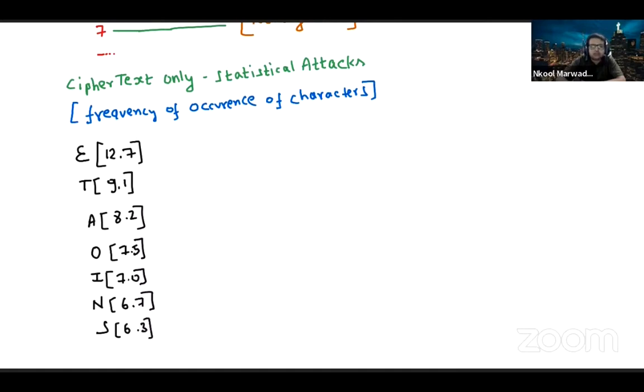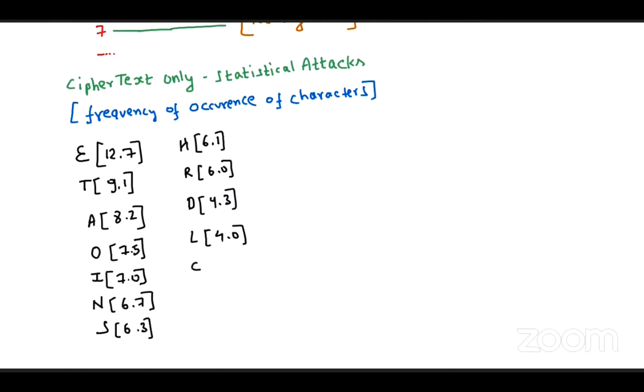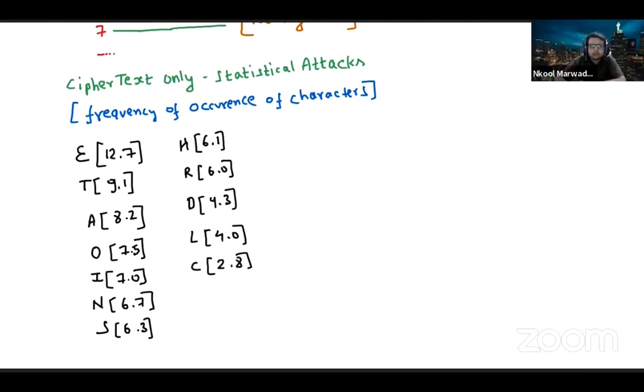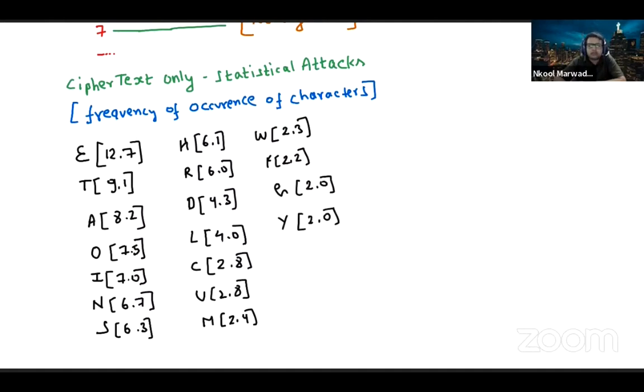Then H, the frequency is 6.1. Then R, it is 6.0. Then capital D, it is 4.3. Capital L, it is 4.0. Capital C, it is 2.8. Then capital U also 2.8. So the frequency is so low. Capital M is just 2.4, and capital W is just 2.3. It's decreasing. Then F, it is 2.2. Capital G, it is 2.0. Capital Y also 2.0. Capital P, 1.9.